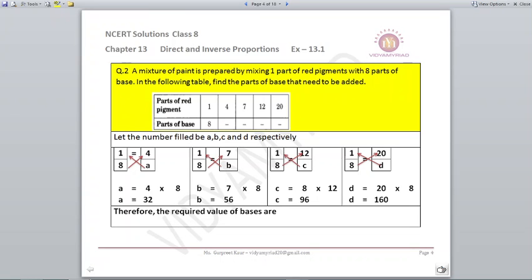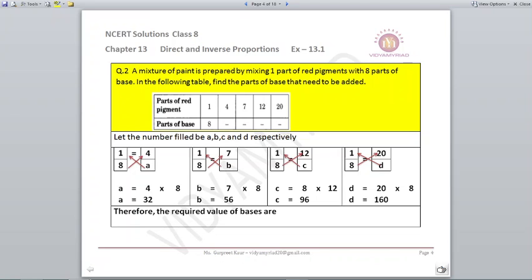Question number 2. A mixture of paint is prepared by mixing 1 part of red pigments with 8 parts of base. In the following table, find the parts of the base that need to be added. We are already told that for 1 part of red pigments, we mix 8 parts of the base. Now they are telling us when we have 4 parts of red pigments, how much base we have to add. When 7, then we have to find the base, when 12 and when 20.